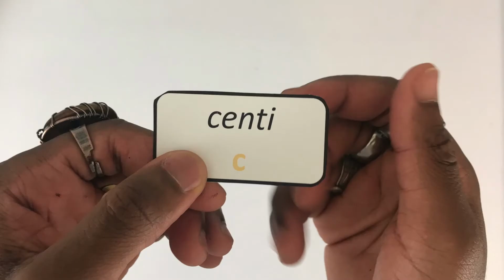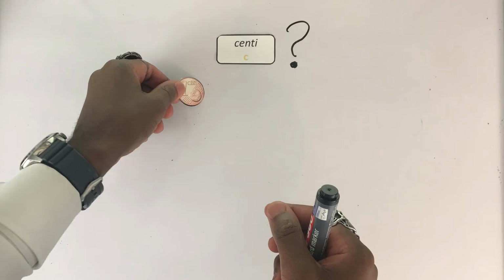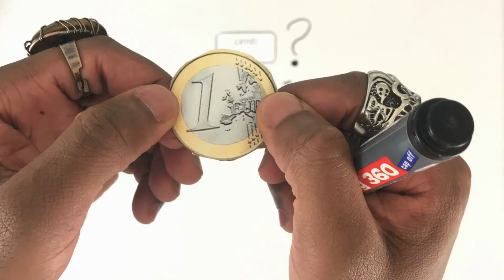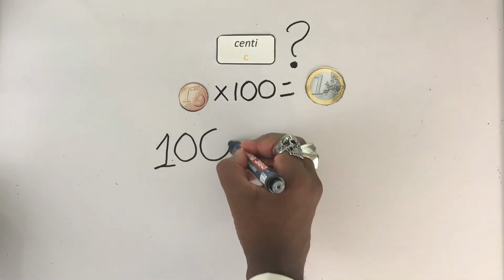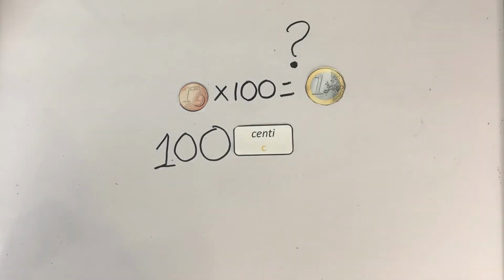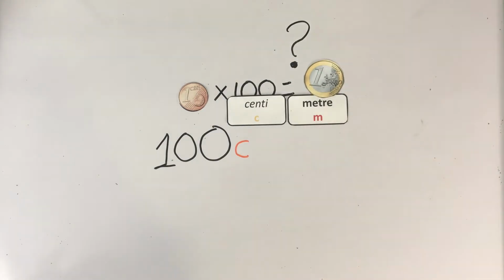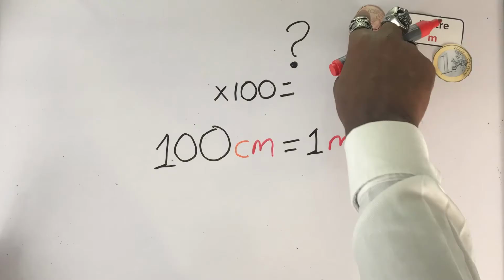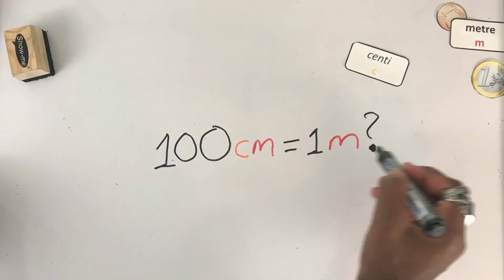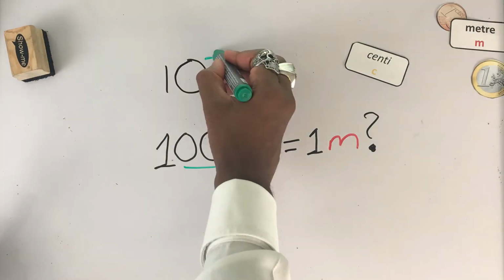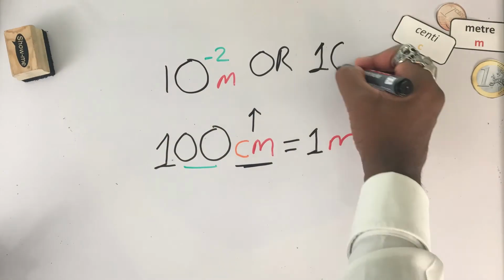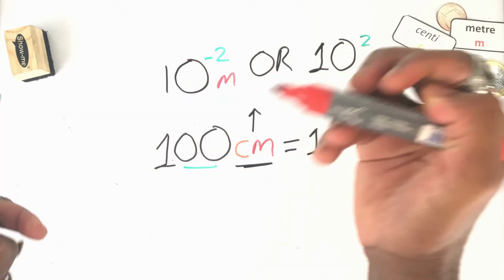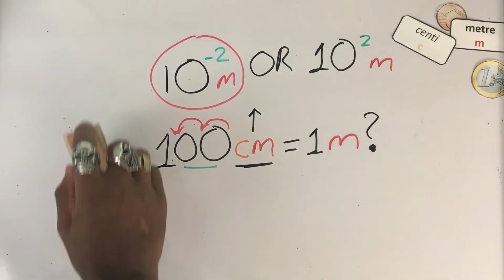Now you're probably wondering, where does centi fit into all of this? Well, if you have 100 cents, you make €1. Or if you have 100 cents, you can make $1, depending on where you are. So 100 centimeters makes 1 meter. Therefore, to write this, would it be 10 to the power of minus 2 meters or 10 to the power of 2 meters? Of course, it would be 10 to the power of minus 2 meters.